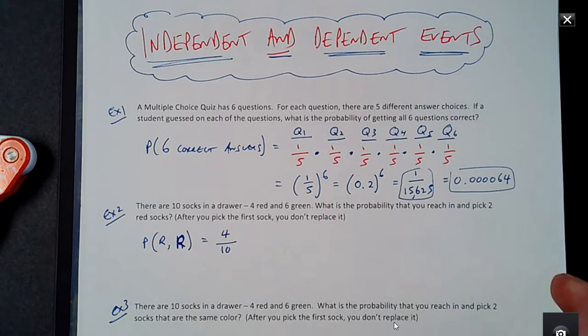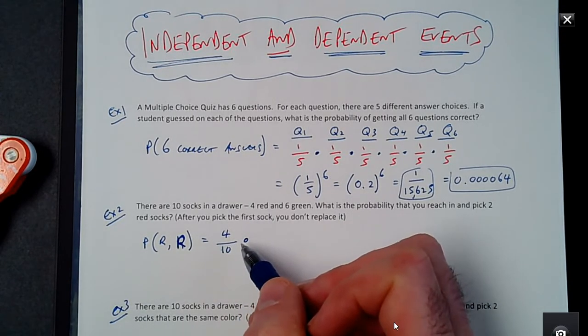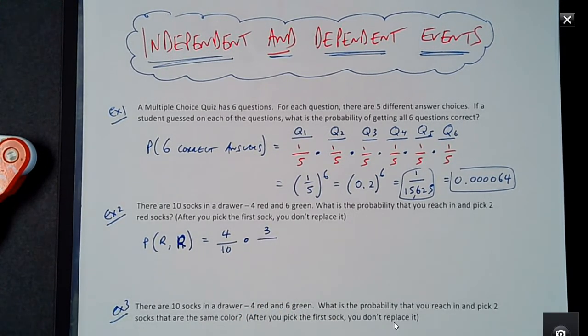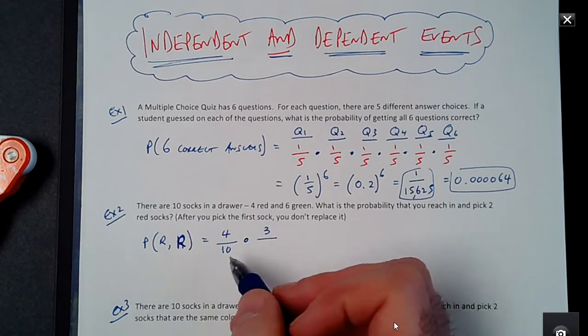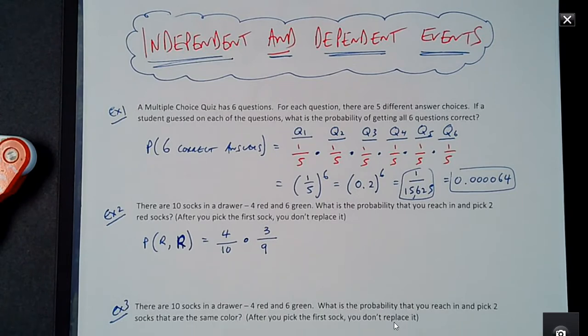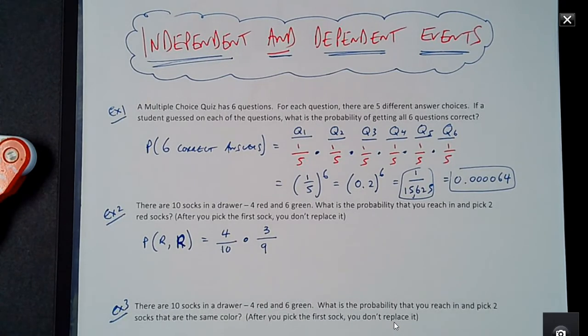But now that's going to be followed by, so remember, we're going to multiply the probability of picking another red sock. Now remember, you've already picked a red sock, so that means there's only 3 red socks remaining. And you've already picked a sock, so there's not 10 socks remaining anymore. There are a total of 9 socks altogether. So therefore, this is a dependent probability because my second choice is affected by my first choice. So I've got 4 out of 10 multiplied by 3 out of 9.